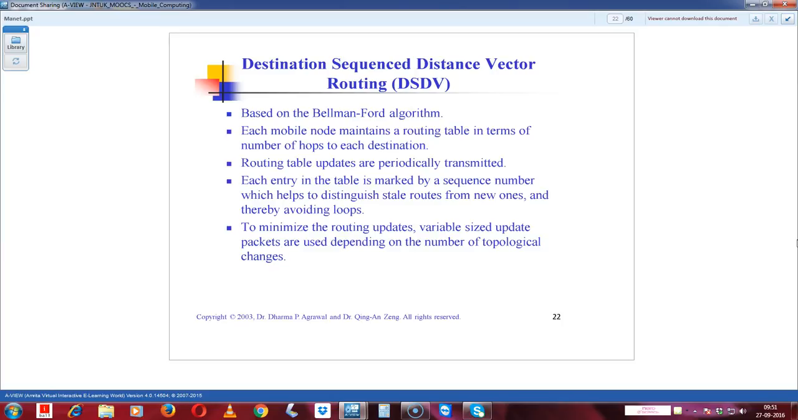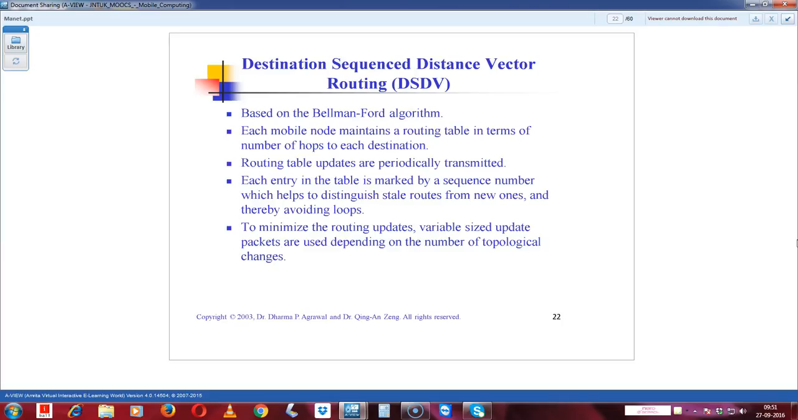So here you can see, we will discuss in more depth in the next session, but this is just a glance of what DSDV is. It is based on an algorithm called Bellman-Ford. Okay, we will see what that Bellman-Ford algorithm is. Here, each mobile node contains a routing table in terms of number of hops to each destination.